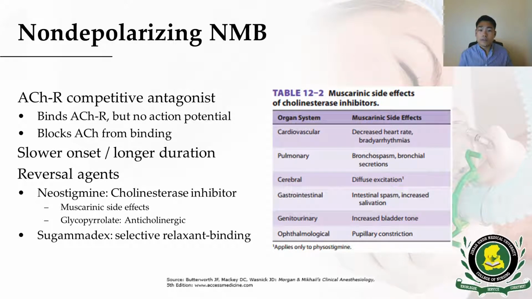A newer reversal agent, sugammadex, is the first selective relaxant binding agent, and so it exerts its effect by actually just forming these tight complexes with the non-depolarizing agent, and then that's cleared by the kidneys.